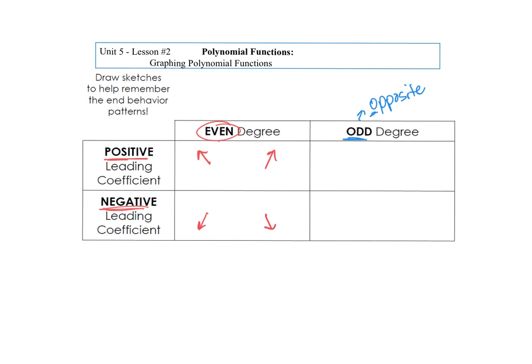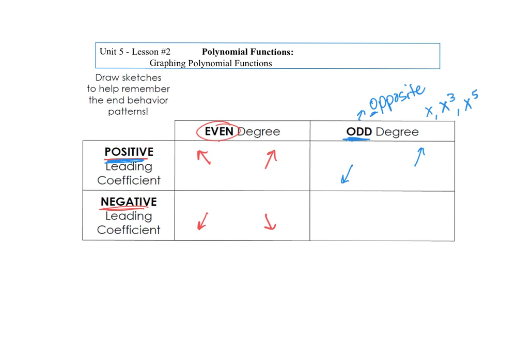So odds always end opposite. Now if we have an odd degree, again this would be like x cubed, x to the 5th, or even x, and we have a positive leading coefficient. Positive leading coefficient means we end going up. So our ending one's going up on the right, but because we have to go opposite, the one on the left side would be down, for its end behavior. So again, that matches up. Positive leading coefficient, odd degree.